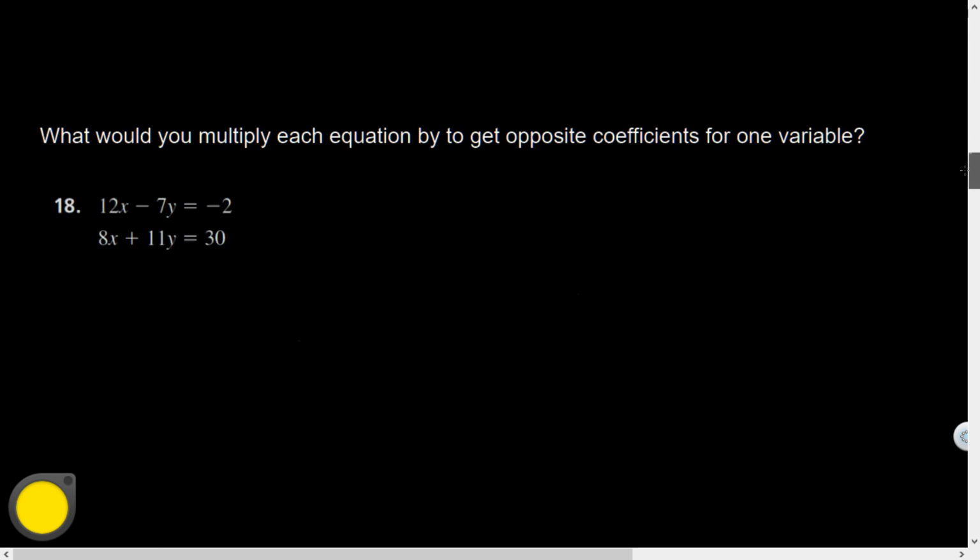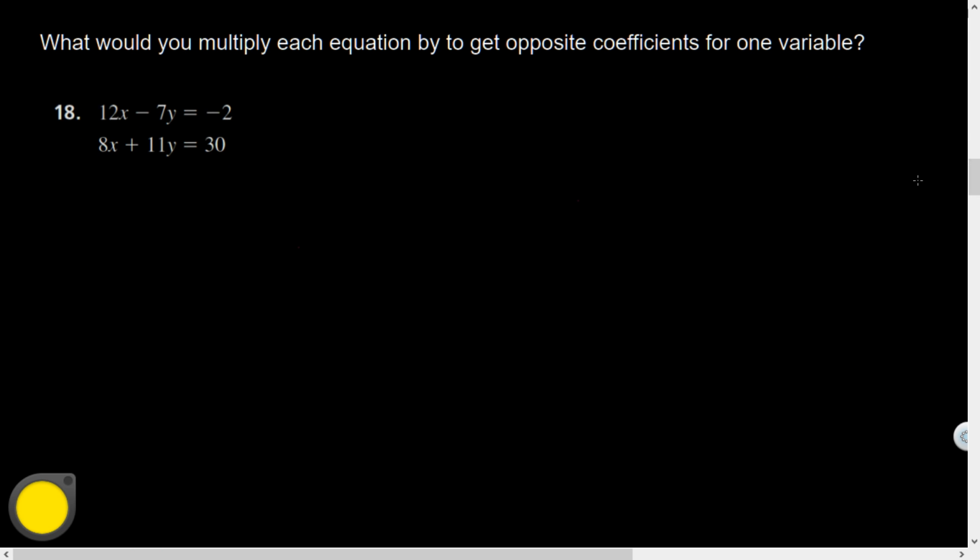All right, last question. All right, I got to pick up the pace here. What would you multiply each equation by to get opposite coefficients for one variable? So here's question 18. We're not solving it. We're just oppositing the variables for one of them.